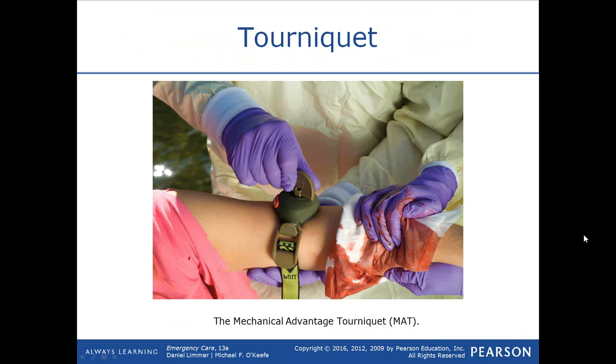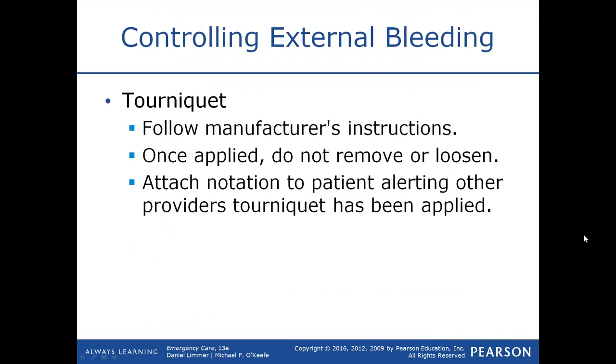Now, if you've got a hemostat and you can pump up the bladder and clamp that off so it doesn't leak, you might be able to get the pressure high enough to occlude arterial flow. Belts don't work unless you use some sort of windlass, metal bar, a screwdriver, something that can be placed in there and twisted to provide the pressure you need to occlude arterial flow. Follow the manufacturer's instructions. Once you apply it, we don't remove it or loosen it.